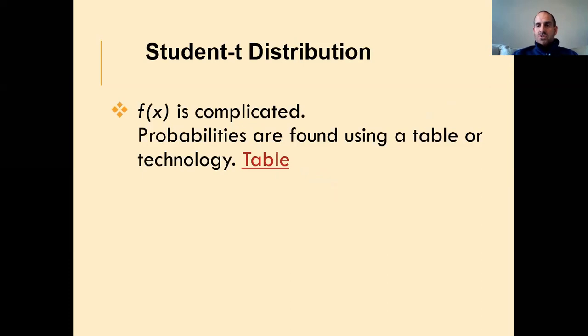Unfortunately, the density for the student t-distribution is ridiculous. It's very complicated. Probabilities are found using tables or technology. So let's go have a look at what the table looks like for these things. And just so that you know, everything that I'm going out to other than Excel is right there on that Wikipedia page. It's a fantastic resource for sure.